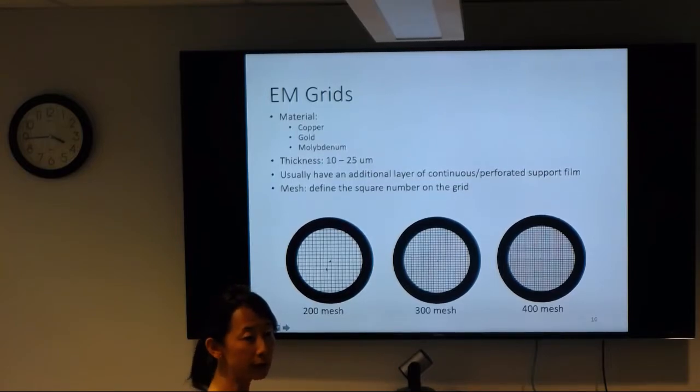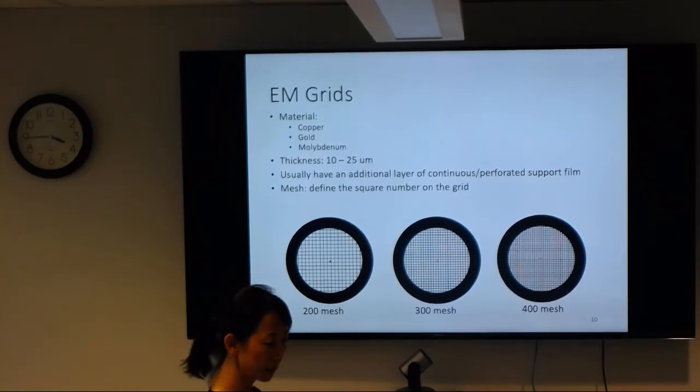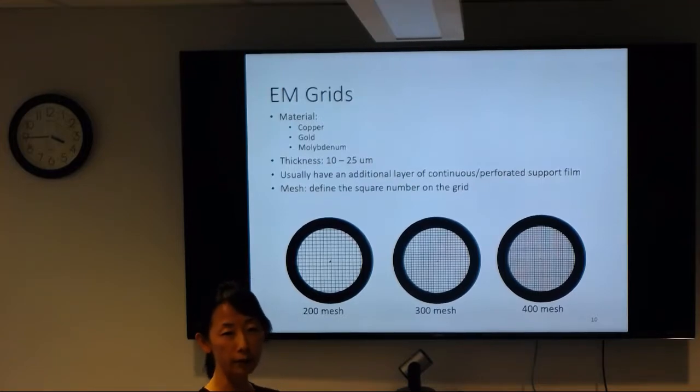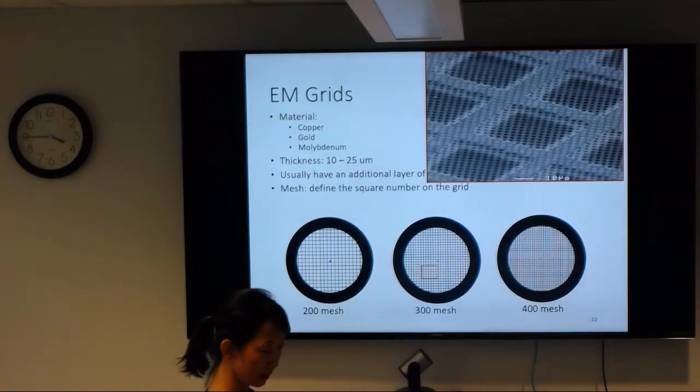For tomography study, because we have to tilt the stage, we want to use a grid with very big squares, so that when you tilt it, the bar won't block your view. So for most tomography studies, we use 200 mesh or 300 mesh EM grids. For many single particle applications, people use 400 mesh. So this is just a small detail.